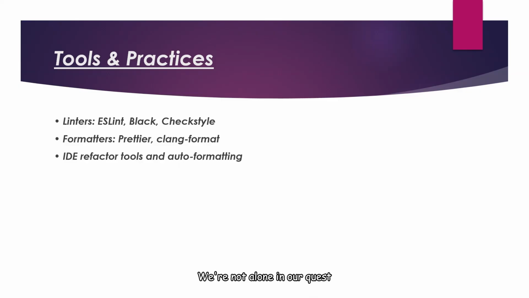We are not alone in our quest for clean code. There are many tools that can help. Linters like ESLint or CheckStyle catch style issues early. Formatters like Prettier or Black automatically align your code to consistent standards. IDEs also offer built-in tools for reformatting and restructuring. Using these tools helps enforce discipline and allows teams to focus on writing logic, not debating space or indentation.